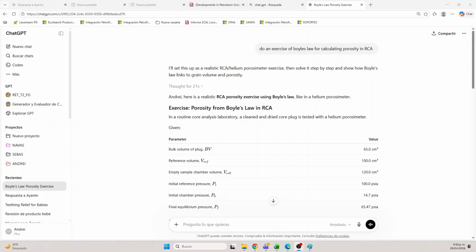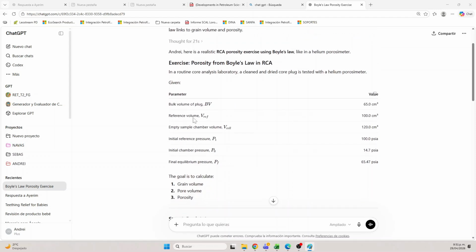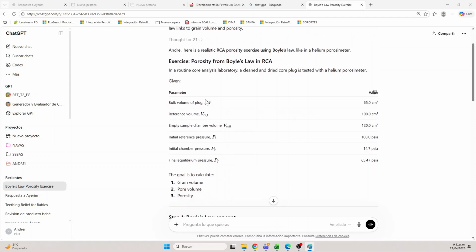Here we're going to be using ChatGPT to help us understand how porosity is calculated from Boyle's law in RCA. So here we have an example. For this example, we have a bulk volume, BV, of 65 cubic centimeters. Then we have a reference volume of 100 cubic centimeters.